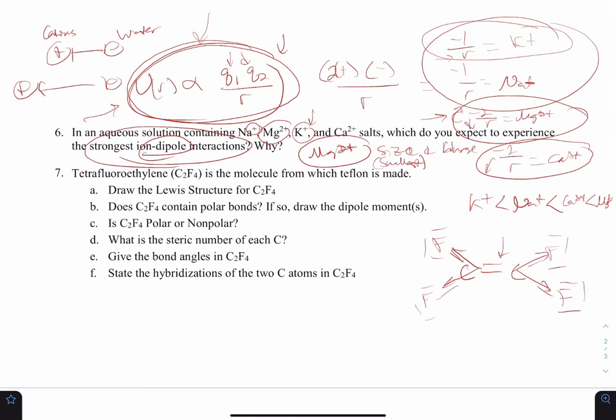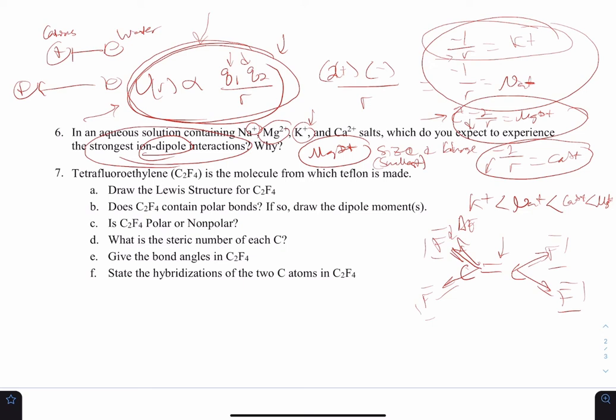So in terms of does it contain polar bonds, it does contain polar bonds because the electronegativity difference between fluorine and carbon is greater than 0.5, right? Pretty much anything bound to fluorine is going to have an electronegativity difference of greater than 0.5.